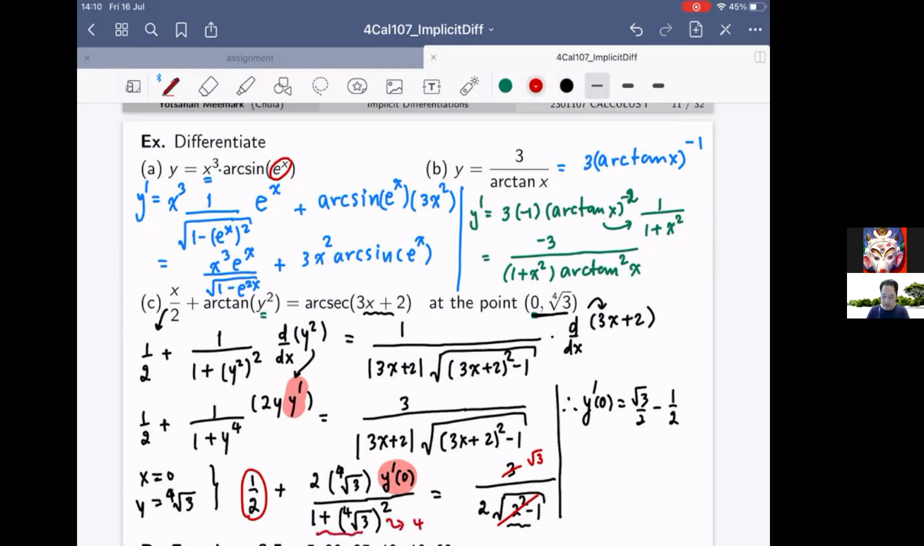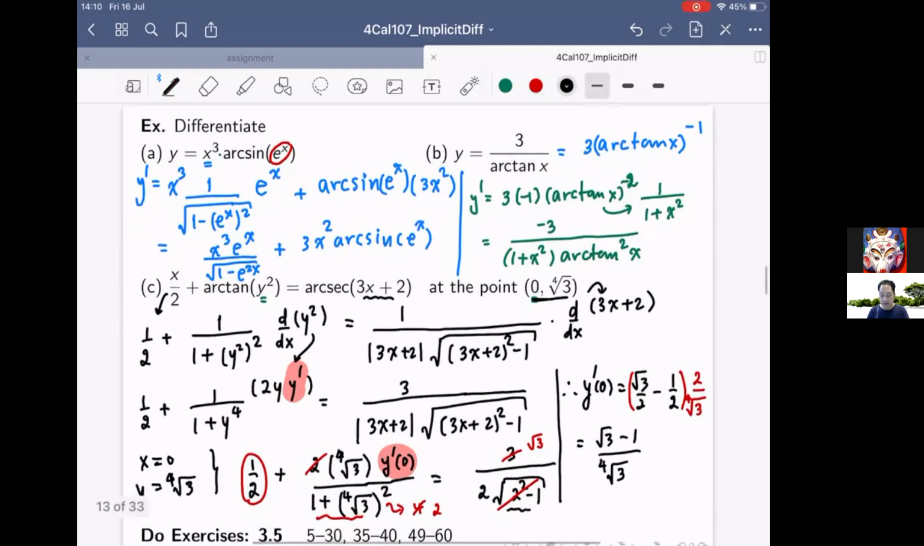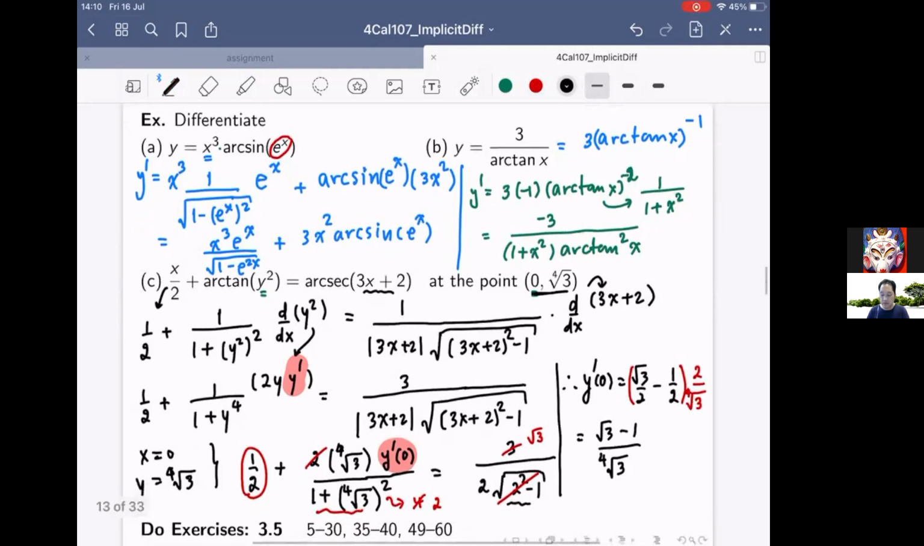The whole thing here. So the 2 and the 4 cancel, okay? So you are going to multiply the whole thing by 2 and then divide the whole thing by the fourth root of 3. And if you want, it is square root of 3 minus 1 over the fourth root of 3. This will be the derivative at this particular point, x is 0, y is fourth root of 3.